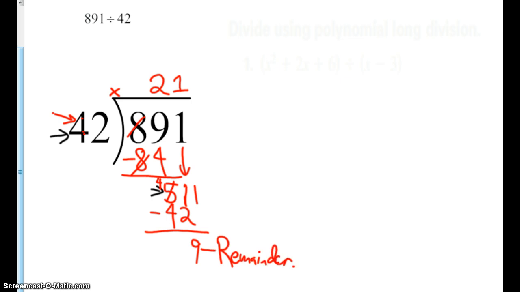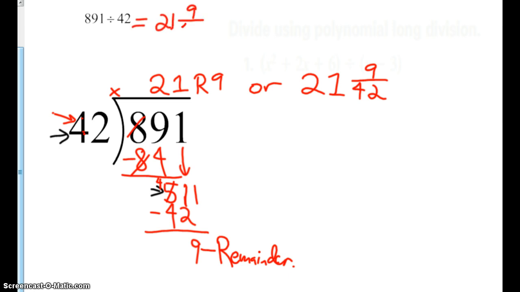Now, as you recall, there's two ways to deal with the remainder. I can either put R9, or I could actually make this into a mixed number and say that's 21 and 9 over whatever number was on the outside again, 42. So 891 divided by 42 equals 21 and 9/42.